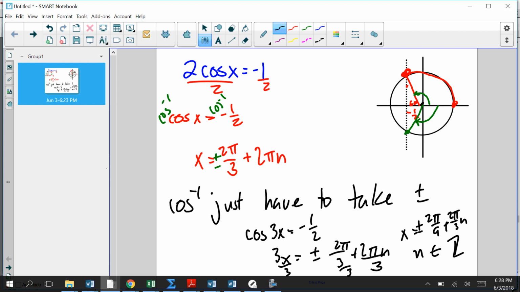So hopefully this helps out with the beginning stages of investigating these triangles and gets the inverse cosine down.